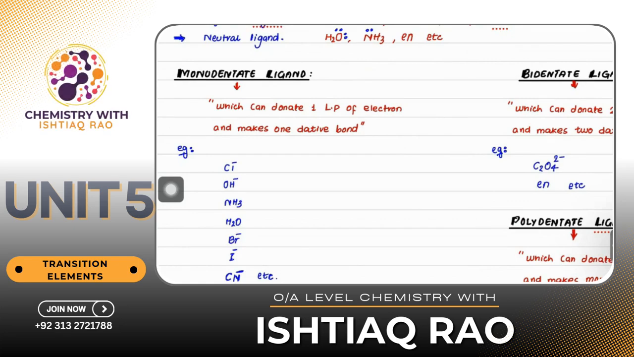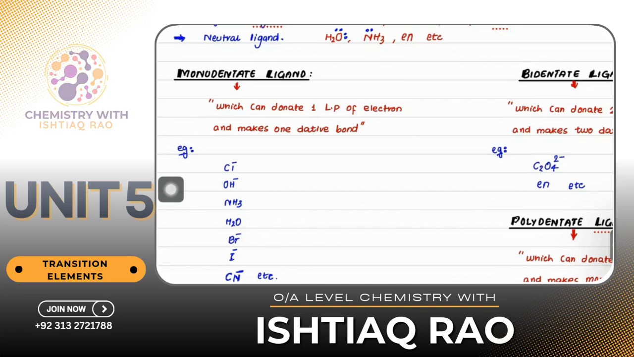Let's say ammonia. Ammonia means NH3, and on the nitrogen we can see the lone pair of electrons. It has only one lone pair of electrons. It can donate one lone pair of electrons. It's a monodentate ligand. In the same way, we have Cl minus, OH minus, NH3, H2O, Br minus, I minus, CN minus.